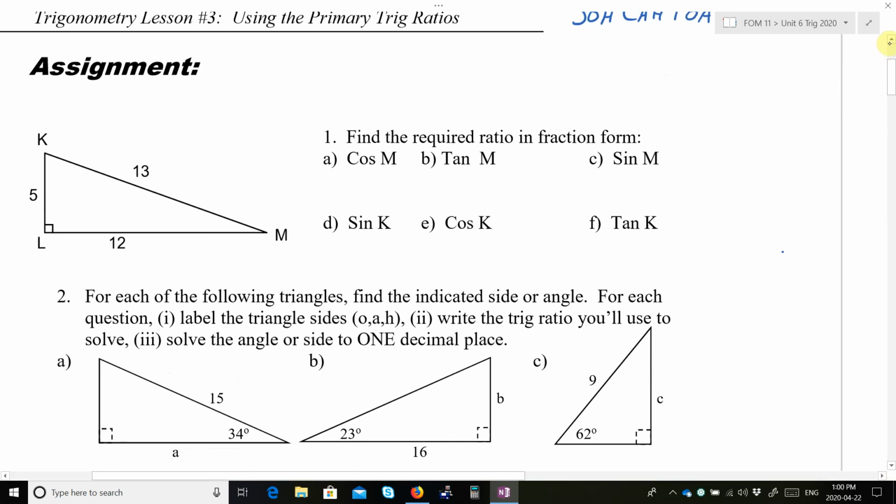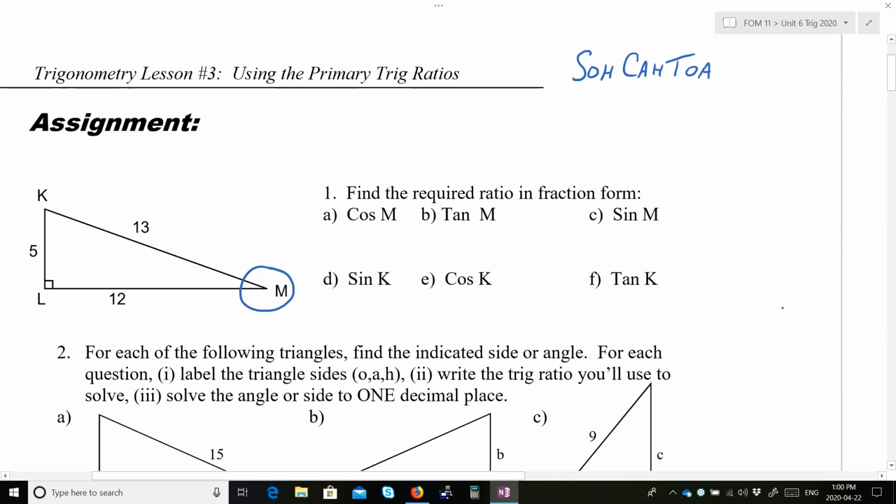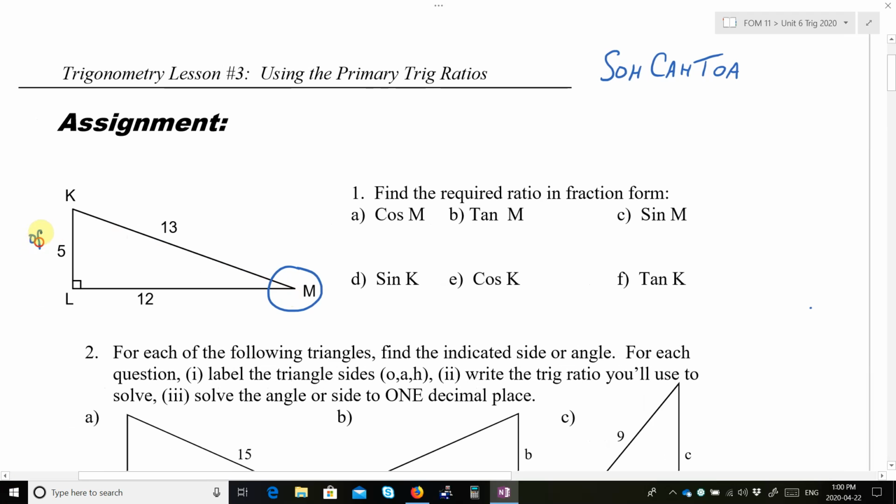What is cos of M? Here is the angle M. Across from angle M would be labeled the opposite side. Across from the 90 degrees is the hypotenuse, and so the side adjacent to M is the 12. We want the cosine of angle M, and cos is the adjacent side divided by the hypotenuse. So I would simply go adjacent side 12 divided by hypotenuse 13. So that is the cosine of angle M.